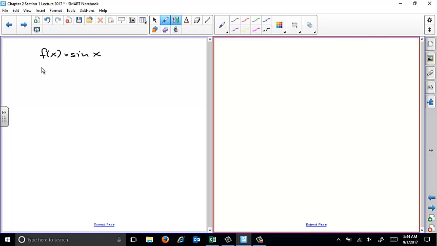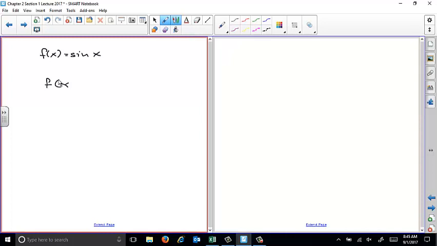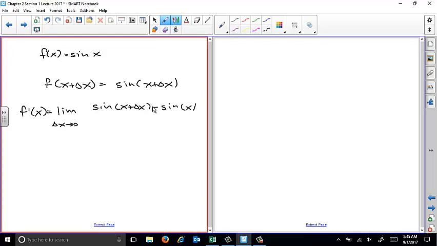So what is f of x plus delta x? Yep, sine of x plus delta x. So the derivative of the sine is going to be the limit as delta x goes to 0 of the sine of x plus delta x minus the sine of x, divided by delta x.